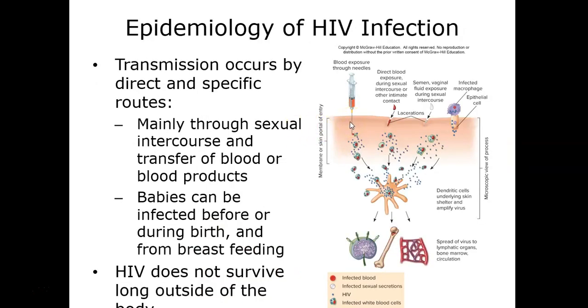So how does HIV cause infection? We've already looked at some of the routes: blood exposure through needles, sexual intercourse, and that can be anal sexual intercourse as well, semen, vaginal fluid exposure, and obviously, breaks in the cells of the skin or membranes as the portal of entry. Babies can be infected as well, either before or during birth, as well as from breastfeeding. And HIV is really not a hardy virus. It doesn't do very well outside of the human body. So it requires that host cell for all of its metabolic functions.